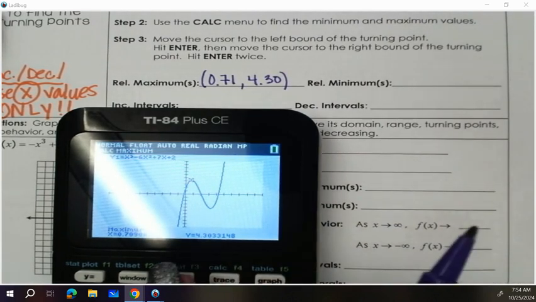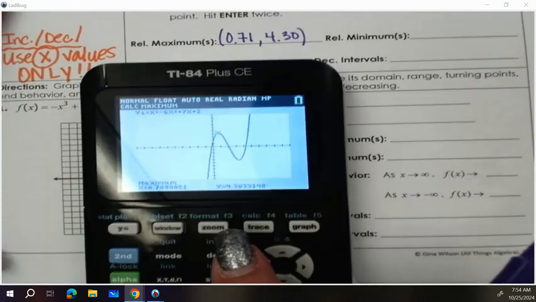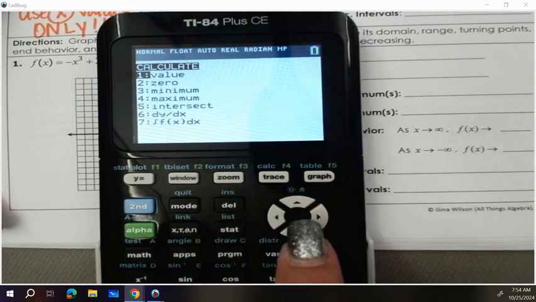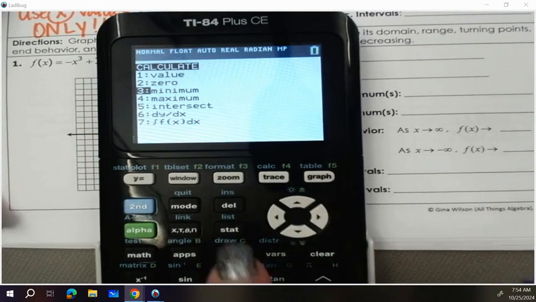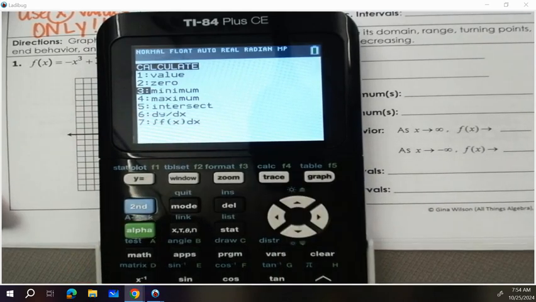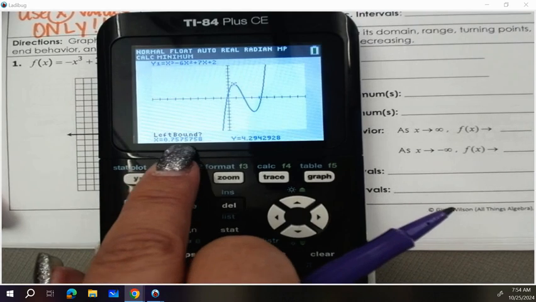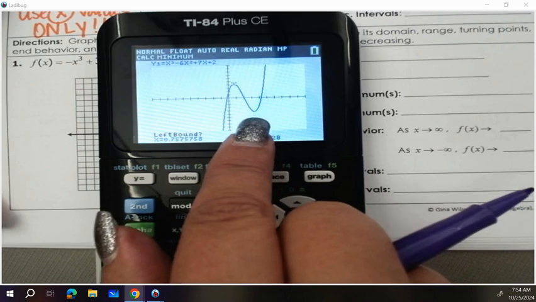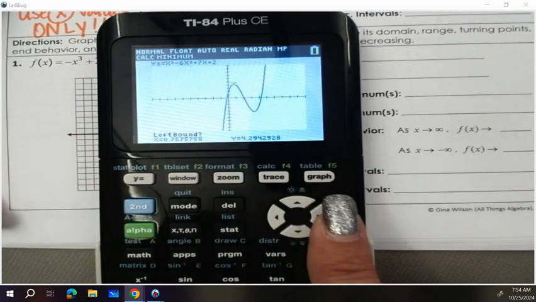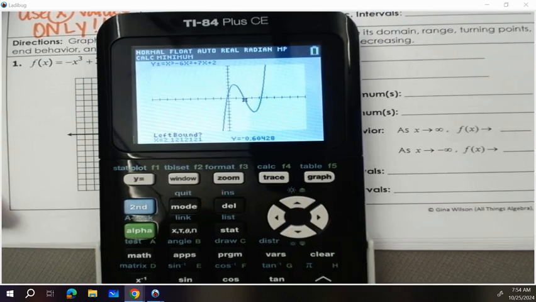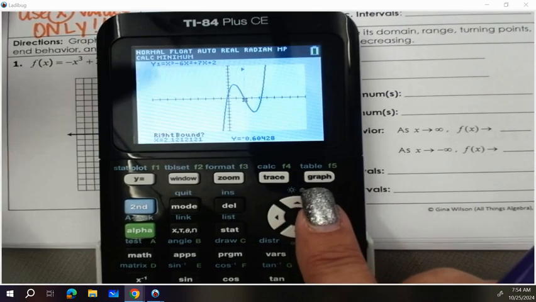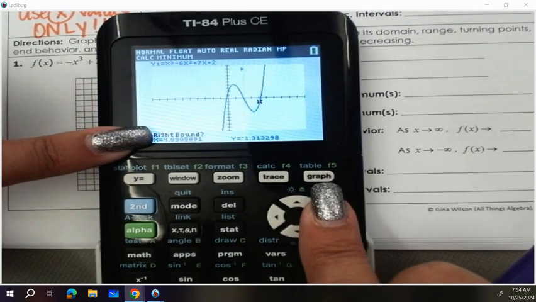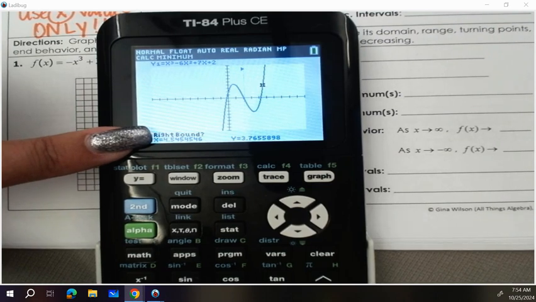Now for my relative minimum, that's this lowest point down here. So I'm going to do it again. I'm going to go to second trace, which is calculate, and I'm going to tell this thing that I need you to calculate the minimum for me. So now it wants the left bound. The calculator tells you exactly what it wants you to do. It wants you to go to the left side of the minimum, which is going to be on this side. So I'm going to move my little cursor just a little bit closer. And now go to the right bound. It tells you right bound. So move over to the right side, move your little cursor. So you're on the right-hand side, hit enter.